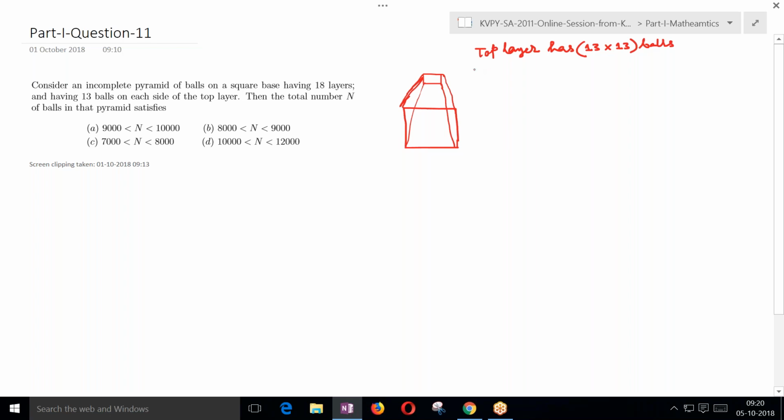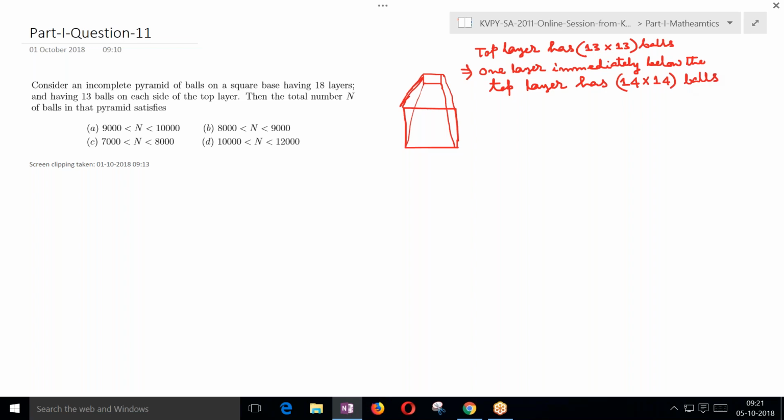Okay, so that means one layer immediately below the top layer has 14 by 14 balls. Then one level beneath that, the layer which has 14 by 14 balls, it will have 15 by 15 balls. In that way, how many layers will it complete? It will complete 18 layers.